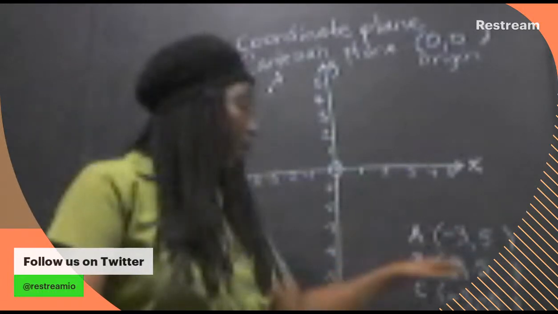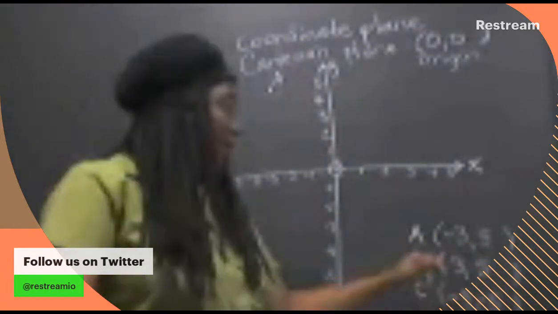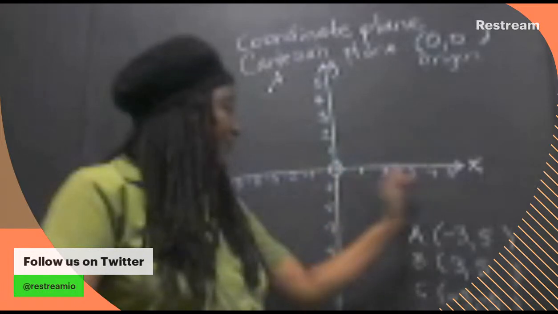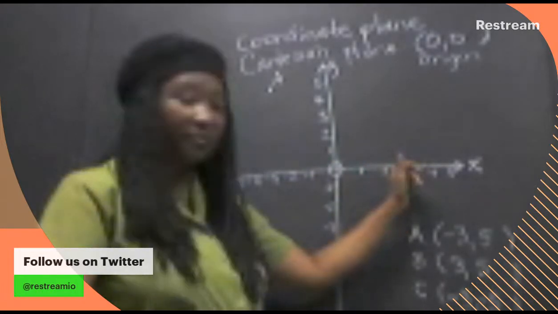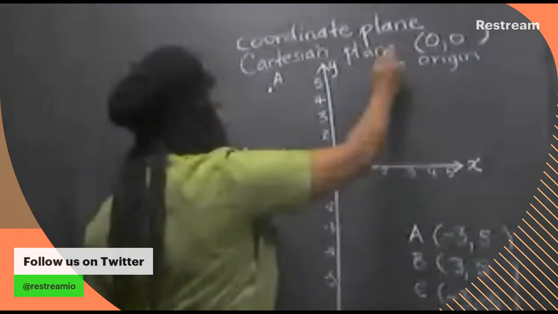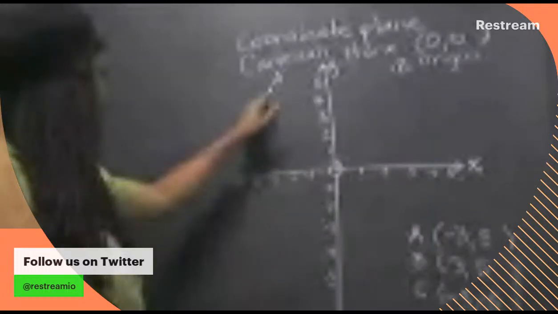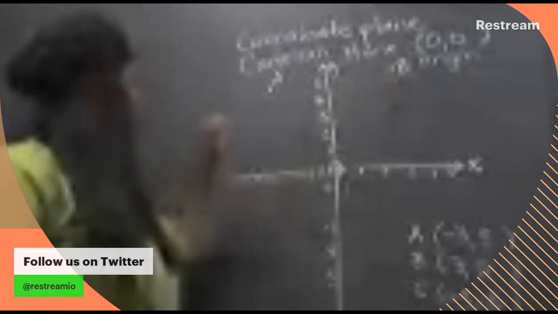Point B is positive 3, positive 5. So on the x, we go positive. So from 0, positive 3, and from here, up to 5. And then we put our point, this is B. So look at the difference. Negative 3 to positive 3, totally different.